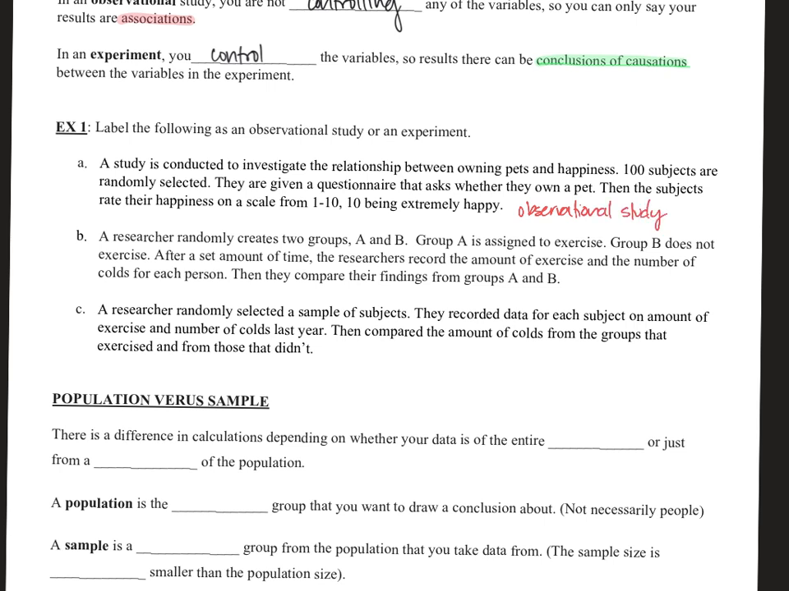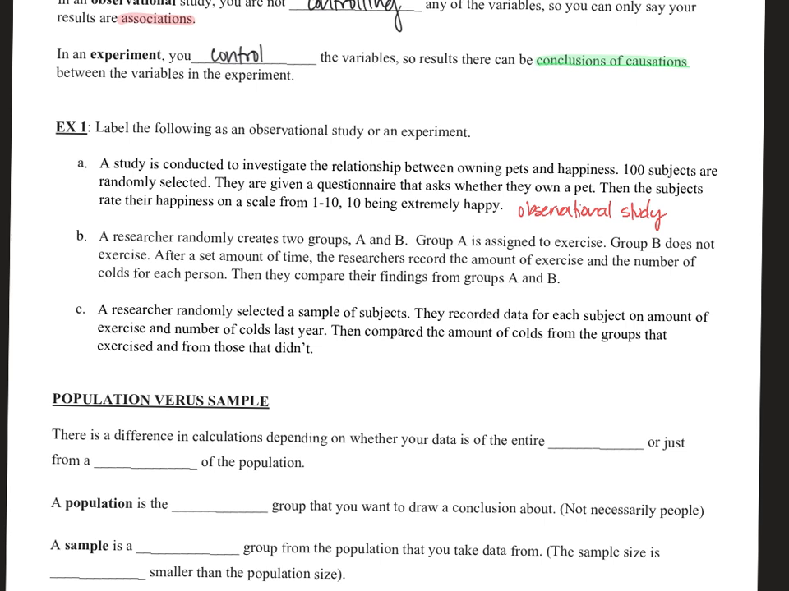Alright, B. A researcher randomly creates 2 groups, A and B. Group A is assigned to exercise. Group B does not exercise. After a set amount of time, the researchers record the amount of exercise and the number of colds for each person. Then they compare their findings from group A and B.